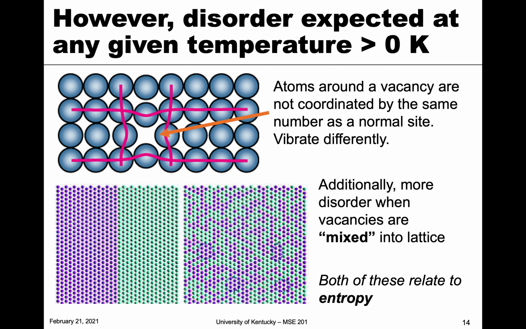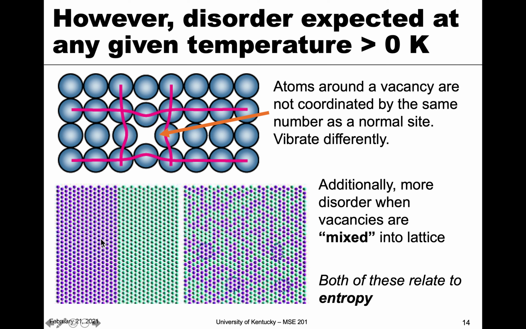So we have an energy cost, but we also have disorder. We expect disorder at temperatures above our absolute zero of 0K, right? This is a concept that gets covered in thermodynamics, but just in general, when we're above 0K, there is thermal energy, right? And that thermal energy causes atoms to vibrate. And having a vacancy causes them to vibrate differently. And so that is the disorder in this lattice.